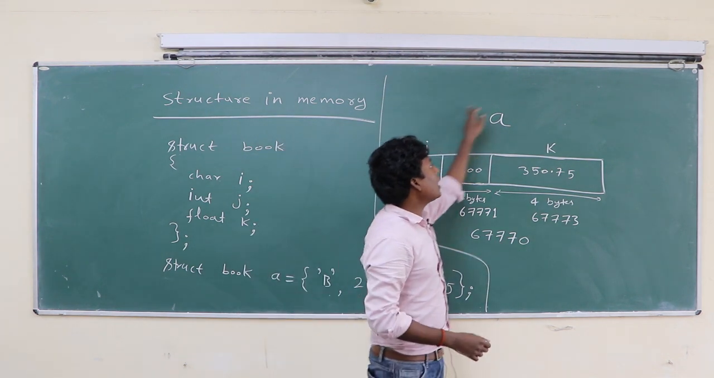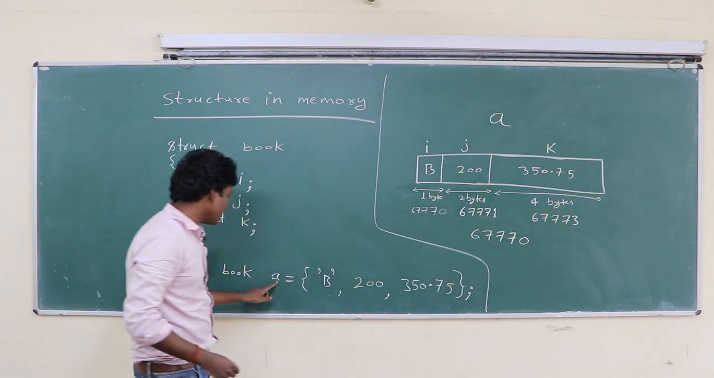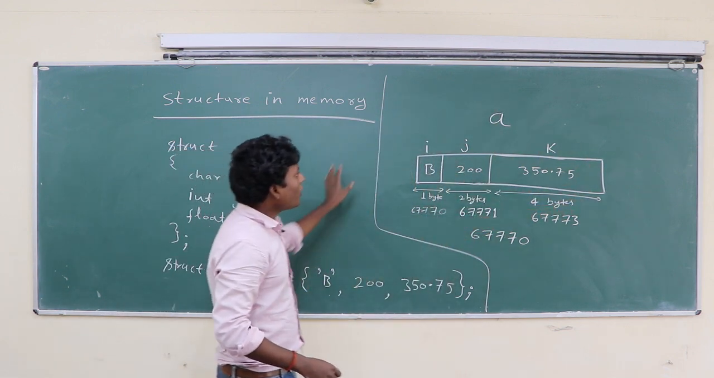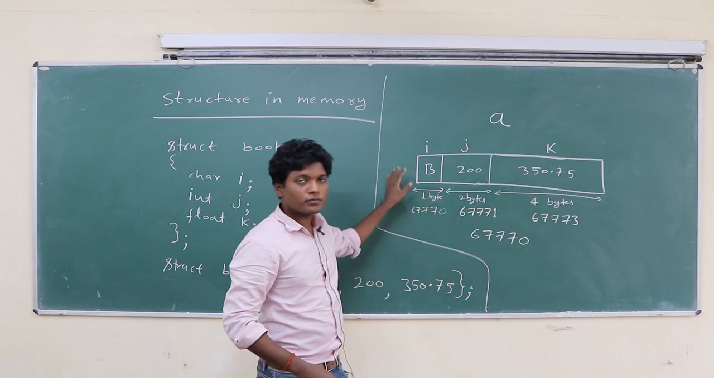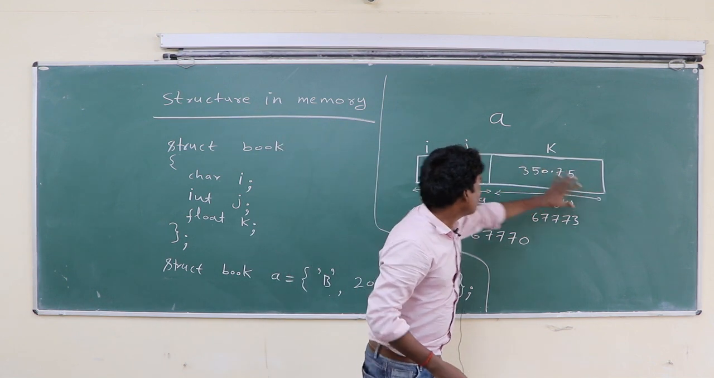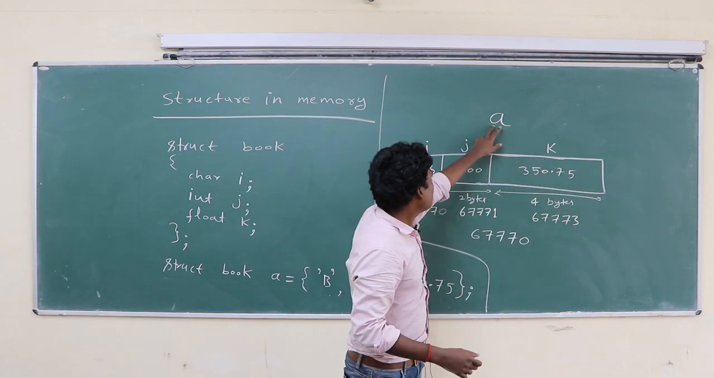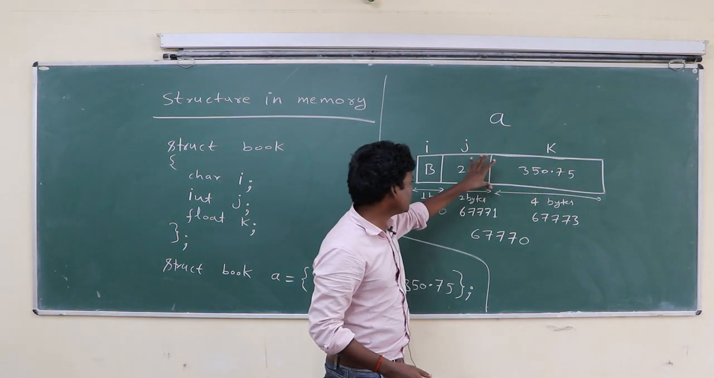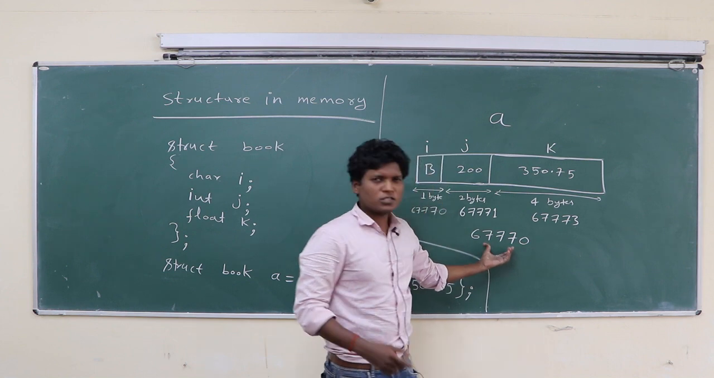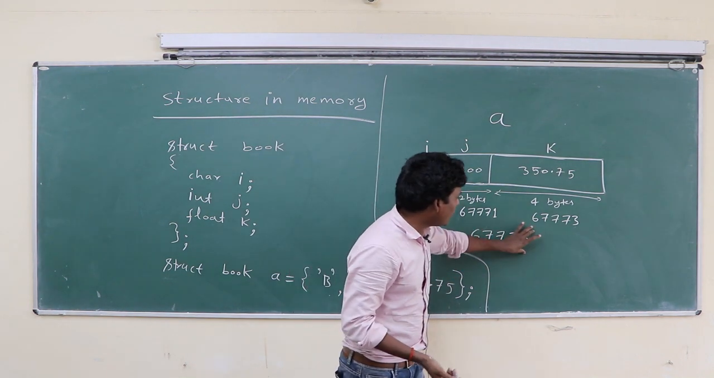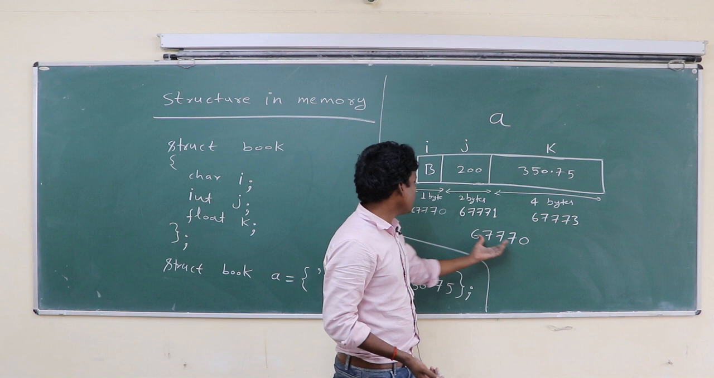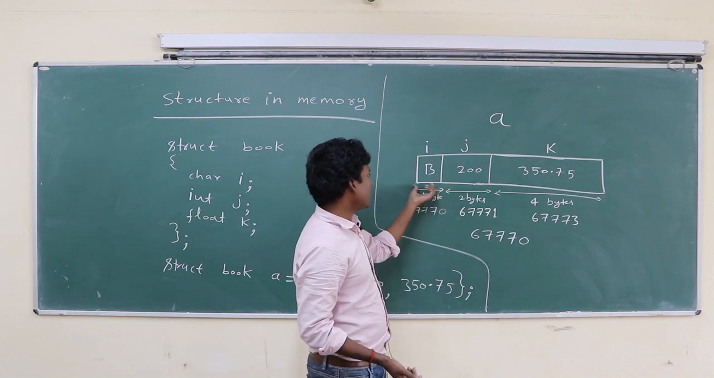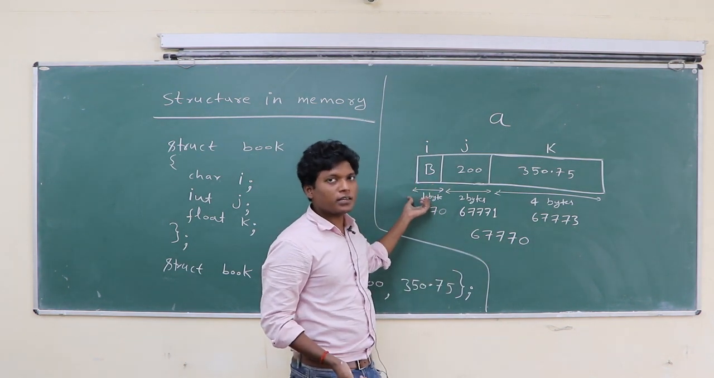And A is the overall name. A is a structure variable name. It is the overall name of this memory location. So A is the overall location name of this memory location, and this is the overall address. We assume this is the overall address, and this overall address becomes the address of the first block, the base address.